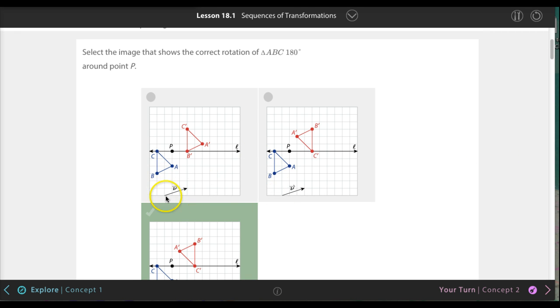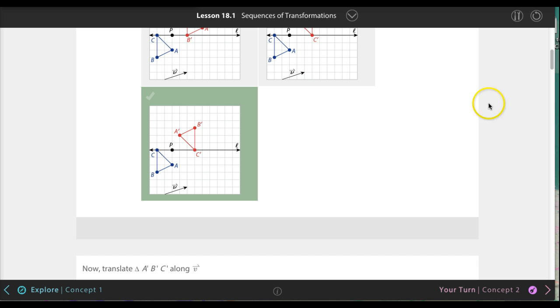Okay, so then over here, this section is basically just making you do many different things. Like the translation over here, they gave you the vector. So what that means is select the image that shows the correct rotation of triangle ABC 180 degrees around point P. So then obviously the answer is going to be the third one that I selected because, well, they drew this one wrong. It's supposed to be like this.